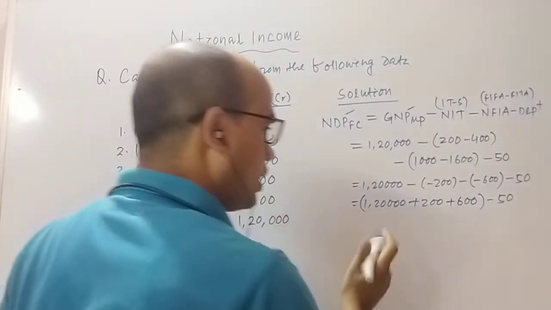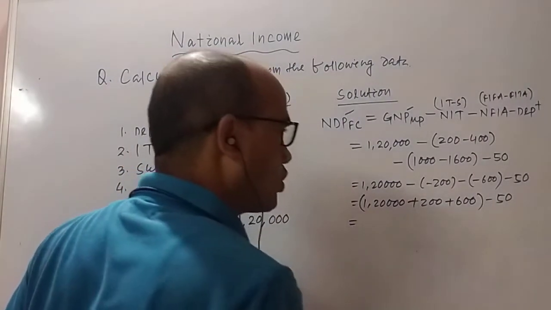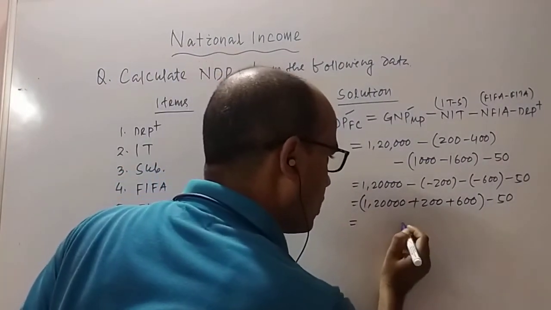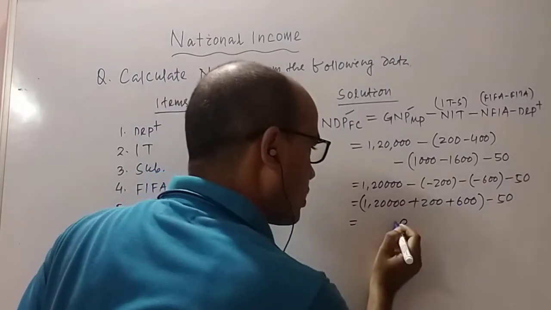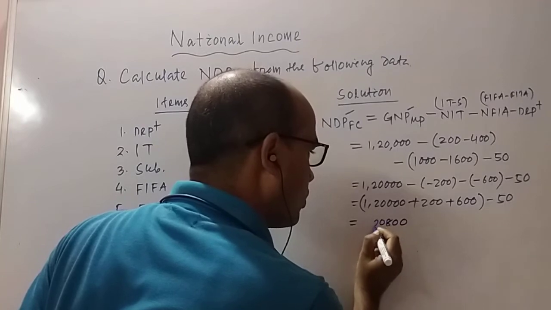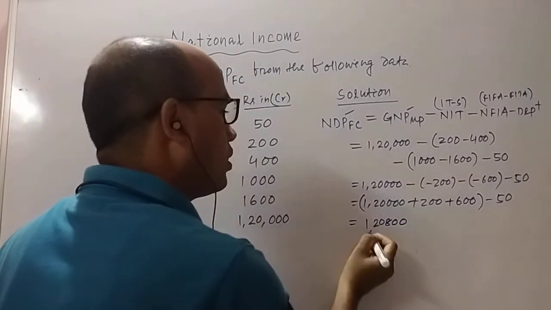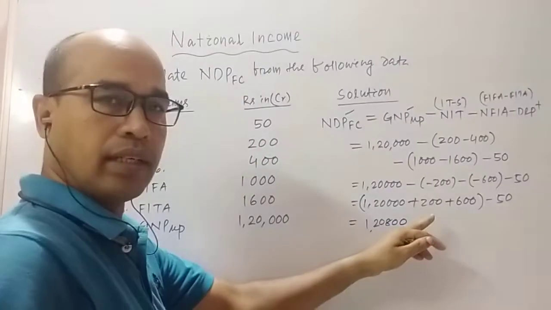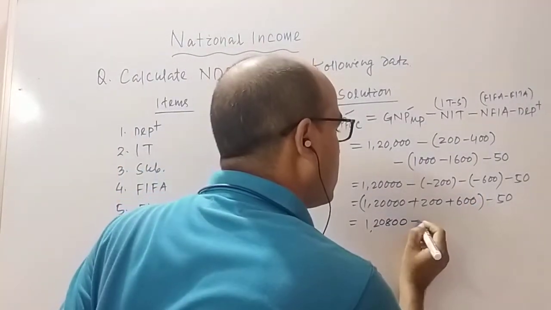Okay? Then if you come here, you find out how much you are getting. That is 0, and this is 0. 6 plus 2 is equal to 8. 0 to 1. 1,20,800. Clear? And after that, how much do you deduct? 50.